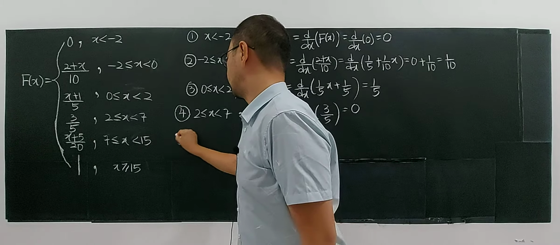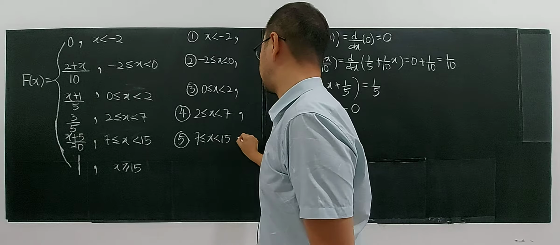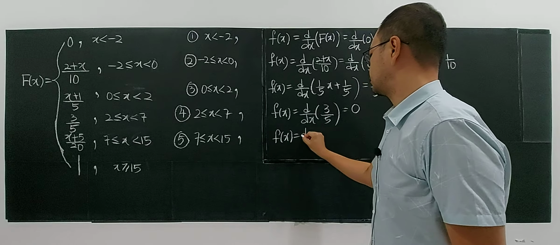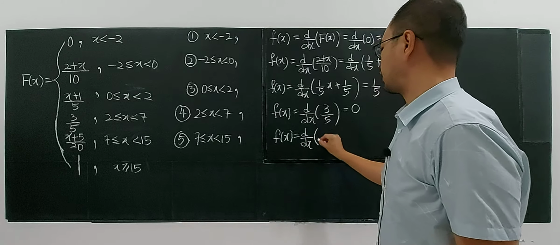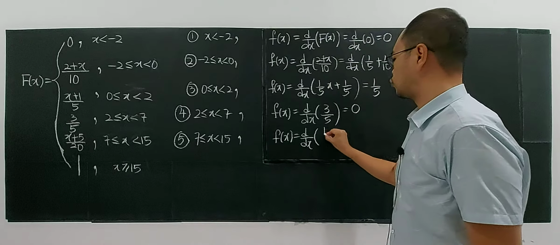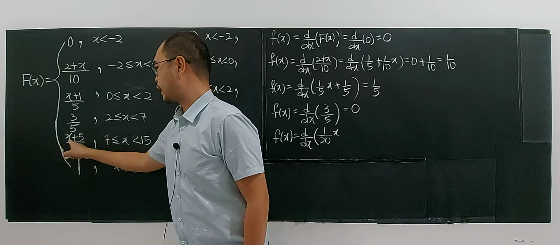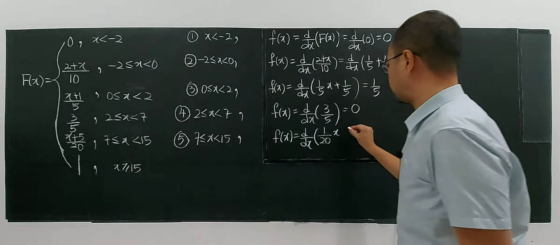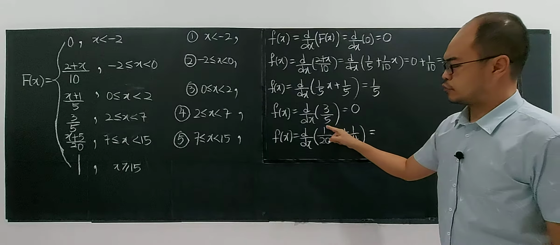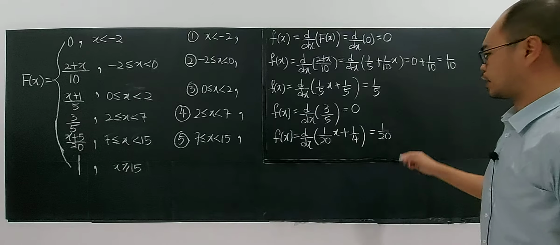And for the fifth interval, 7 up to x less than 15, again you have to differentiate the cumulative distribution function at this interval, which is x plus 5 over 20. You can rewrite this as 1 over 20x plus 5 over 20, which is 1 over 4. Very simple differentiation skill. Differentiate 1 over 20x, you get 1 over 20. Differentiate 1 over 4, you get 0.